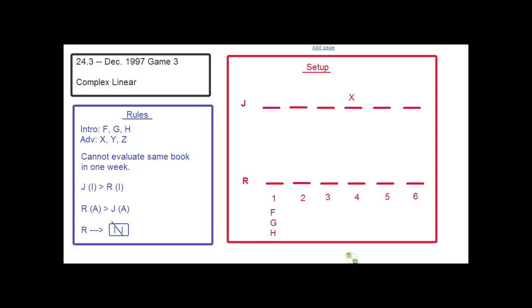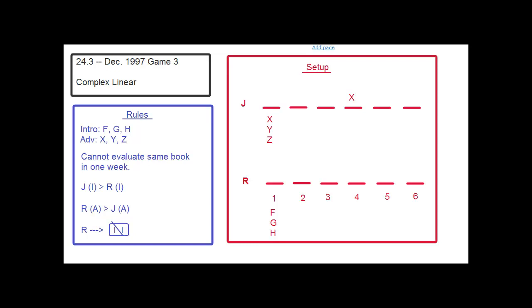Okay, and the opposite holds for Juarez in his first week. Because of this rule, Rosenberg has to review any advanced textbook before Juarez can review it. So that means that Juarez can't review advanced textbooks in the first week because they will not yet have been reviewed by Rosenberg. So X, Y, Z are no-goes for Juarez in the first week. Okay? So hopefully that makes sense.